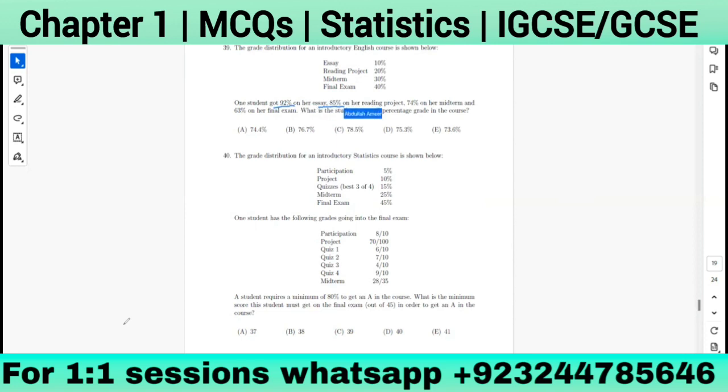The grade distribution for an introductory English course is shown below: essays, reading, midterm, final terms. Percentages are given. One student got 92% on her essay, 85% on reading, 74% on the midterm, and 63% on the final exam. What is the student's overall percentage grade in this course?